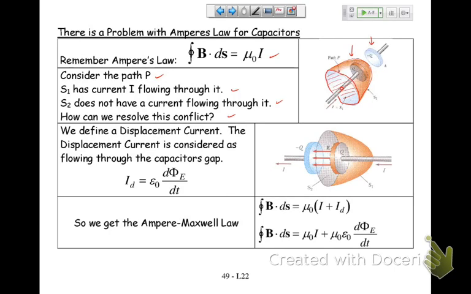What they do is say, let's pretend there's a current flowing through the capacitor, and we call this our displacement current. My displacement current is equal to epsilon naught d phi E by dt. Frankly, for our class, just know that this exists and know it develops this equation. But I don't expect you to know this equation, and I would not expect you to use it. We get what we call the Ampere-Maxwell law, which is that the integral of B dot ds is equal to mu naught I plus my displacement current, which is mu naught epsilon naught dE by dt.